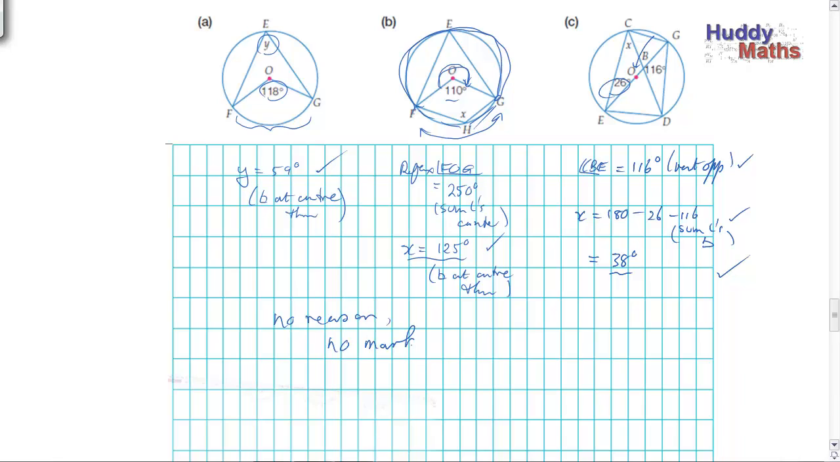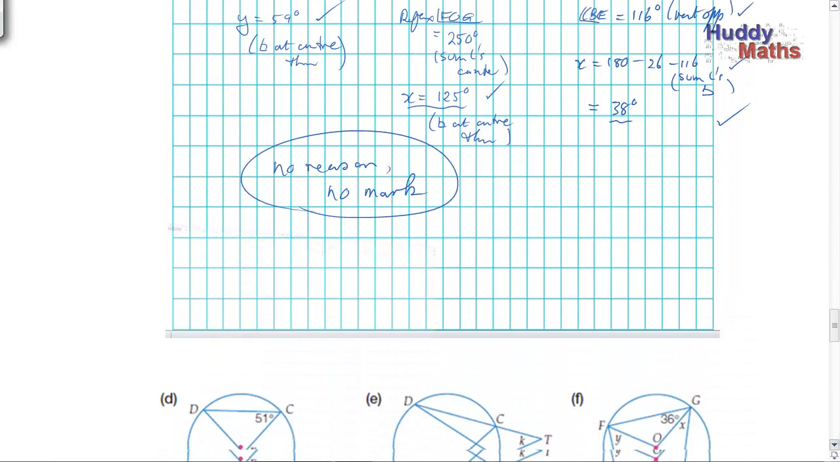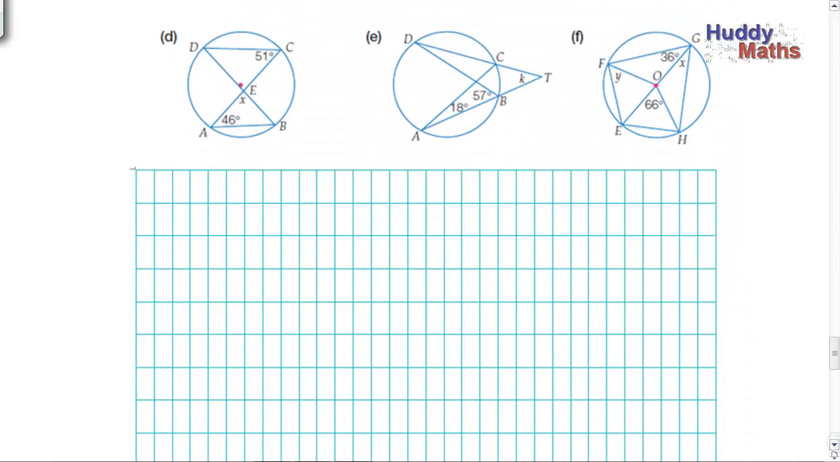Okay. I'm going to be a little bit more lenient on you over here. You must have at least one reason. You should have reasons for every deductive step. That's what deductive geometry is about. Now this whole question, 6 parts, is worth 15. So we'll come down and look at the next 3 parts now.